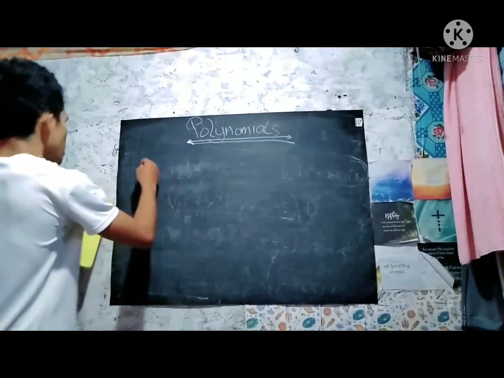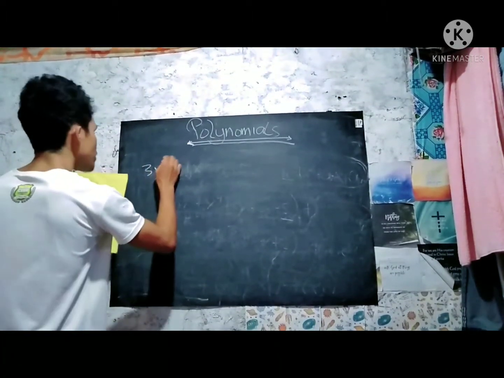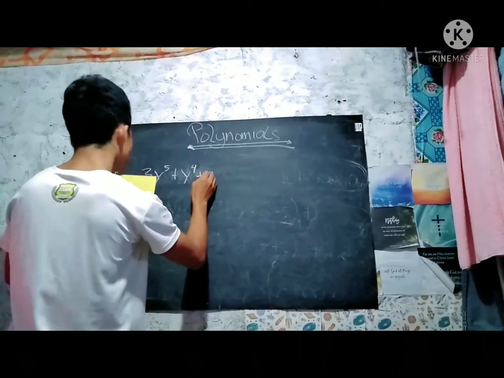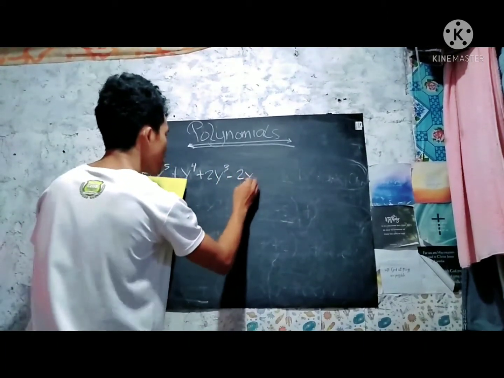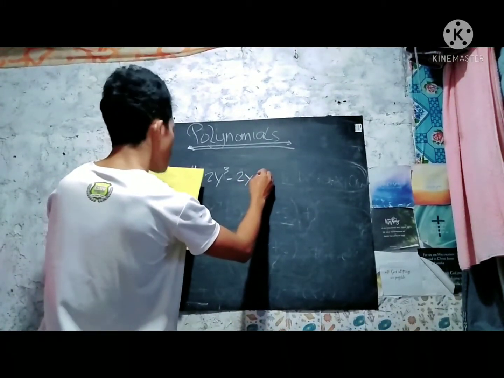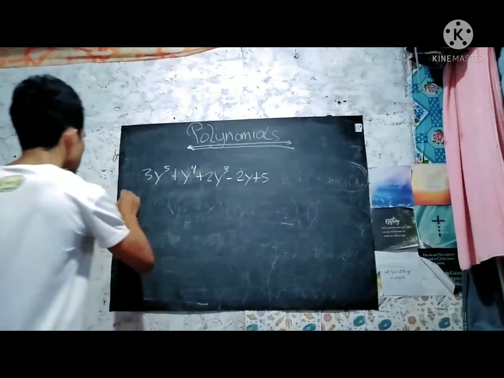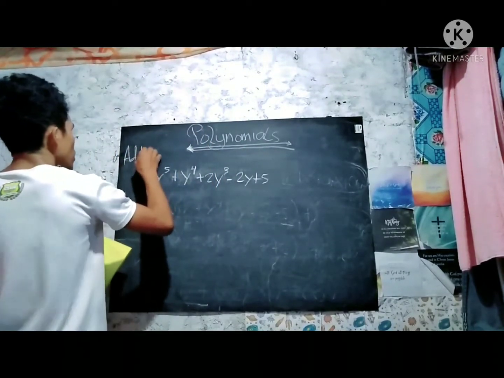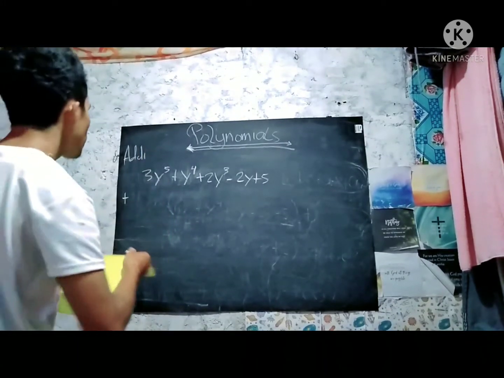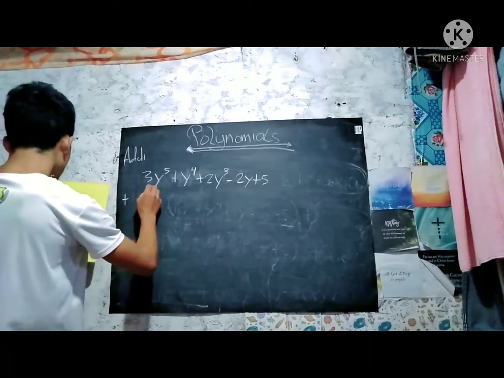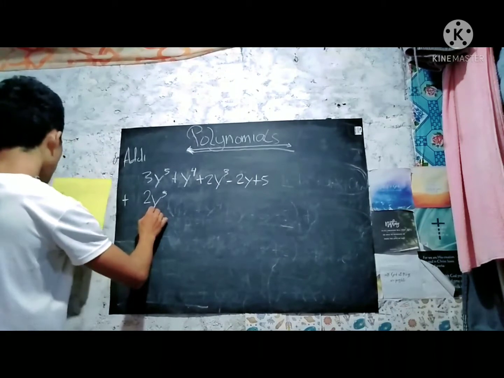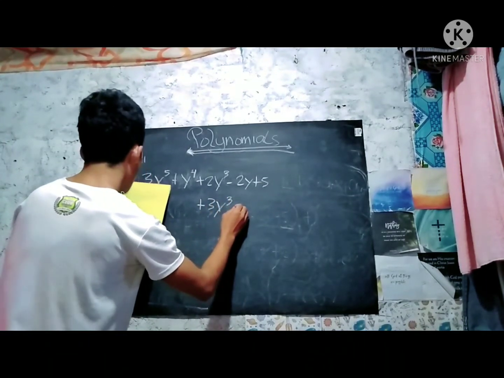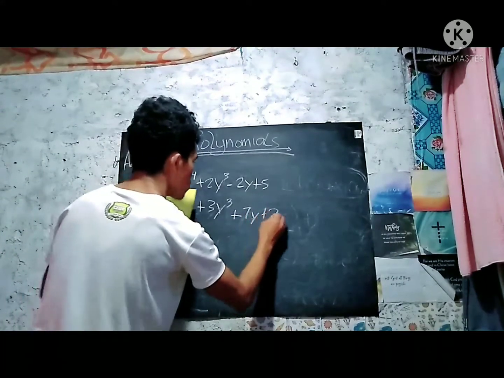As we continue, our example is 3y raised to the power of 5 plus y raised to the power of 4 plus 2y raised to the power of 3 minus 2y, which has no power shown, plus 5, because we are going to undergo polynomial addition. This is an example of addition in polynomials. Plus 2y raised to the power of 5 plus 3y raised to the power of 3 plus 7y plus 2.